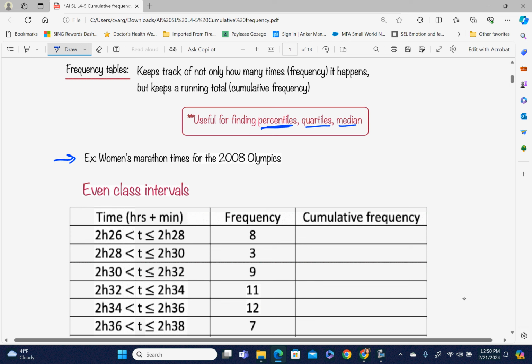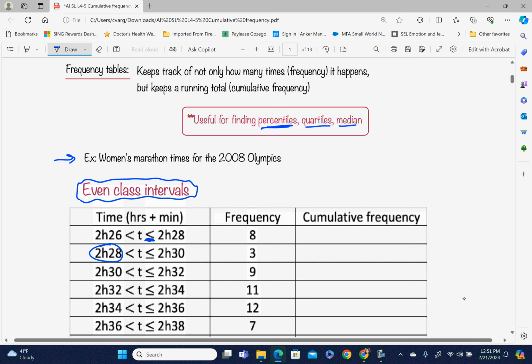And here's an example. What we need to remember is the table should have equal or even class intervals. So you can see this is 2 hours 26 to 2 hours 28. This is 2 hours 28 to 2 hours 30. And the other thing you should notice is this here has an equal sign, whereas this does not. The reason why is because 2 hours 28 is going to fall in the first row. That means that there are 8 people that fall between 2 hours 26 and 2 hours 28. And we cannot put the 2 hours 28 in the next one, this doesn't have an equal sign next to it, right? So the next category, that's an even interval, is from 2 hours 28 to 2 hours 30, and that is the frequency of 3.